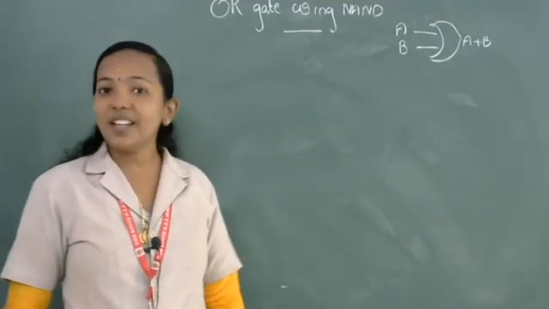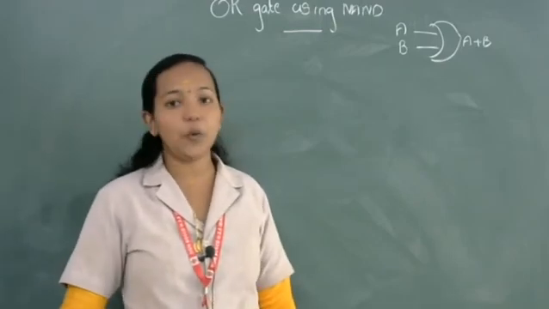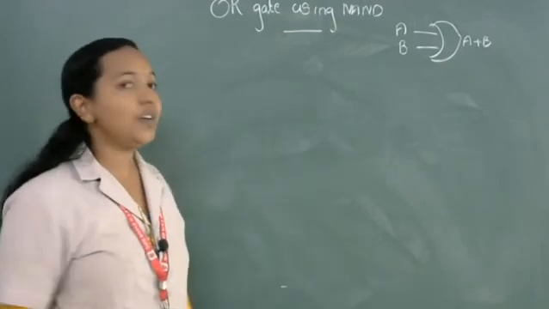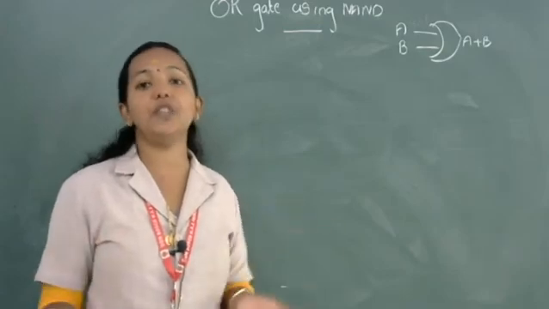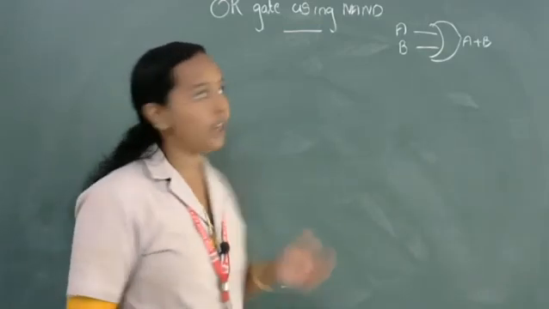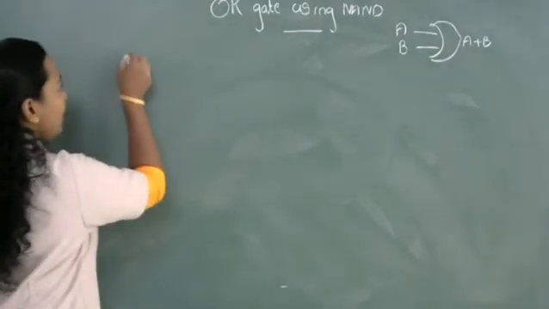So to use De Morgan's theorem, definitely you want to get the complements. So we are converting A into A complement and B into B complement. So first I am going to apply NAND gate.